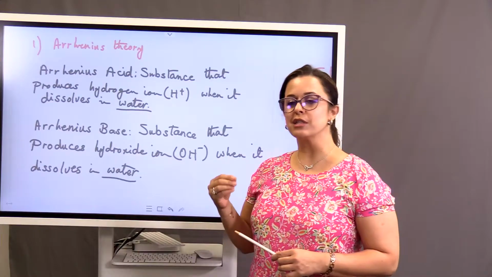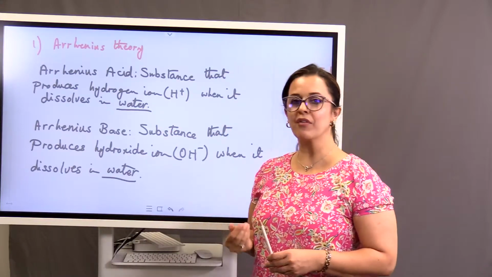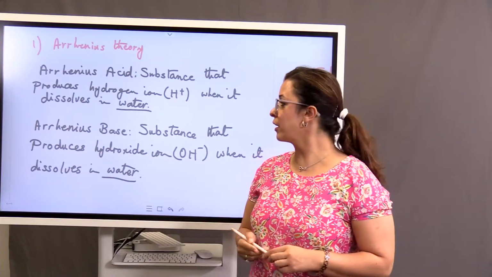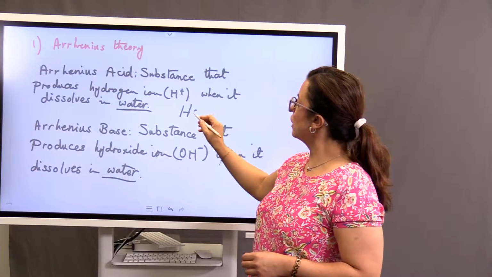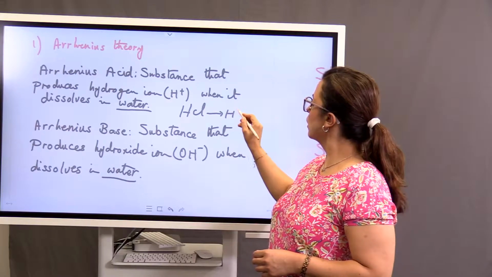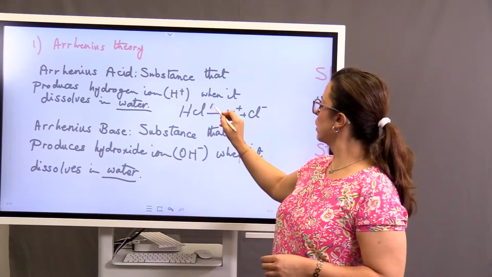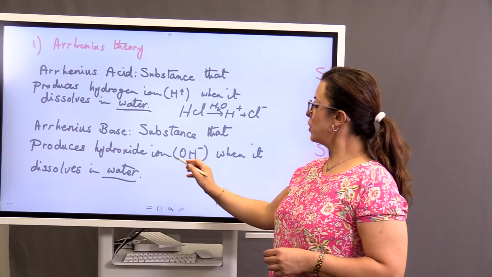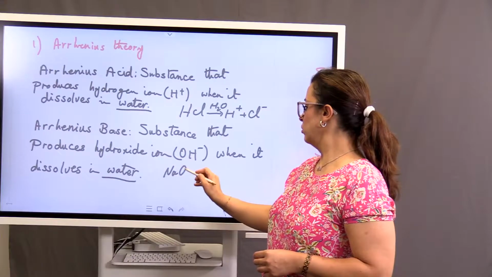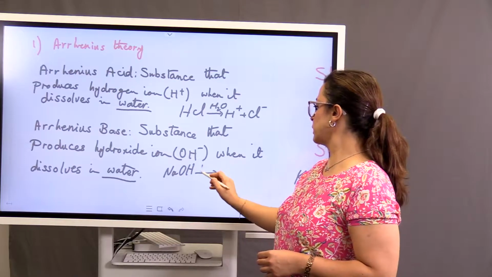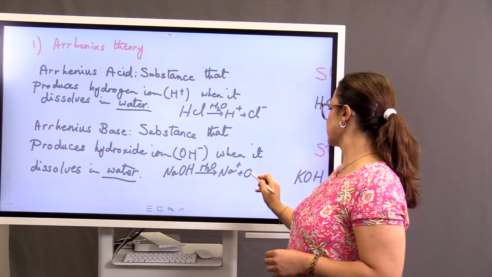So the weakness of this theory is that we are dependent on aqueous solutions. We need to have an aqueous solution. But what if we don't have an aqueous solution? An example of an Arrhenius acid is HCl, which releases hydrogen when it dissolves in water. We need water, of course, here. And an example of an Arrhenius base, let's say it's NaOH. When it dissolves in water, it's going to form sodium ion and hydroxide ion.